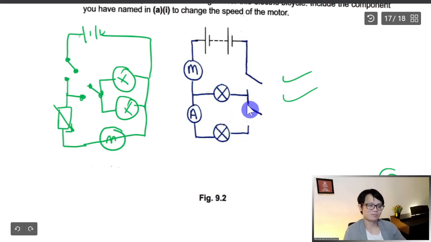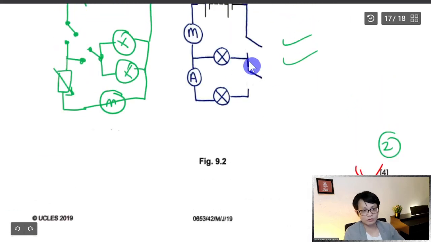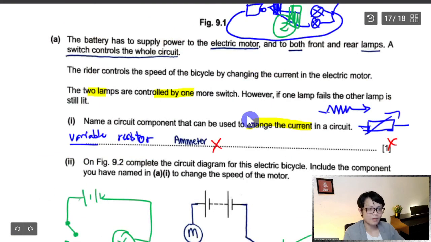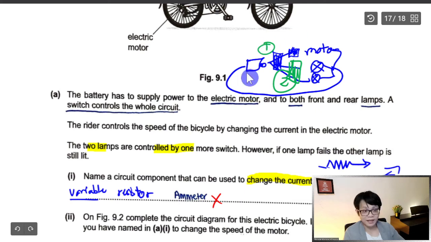So it doesn't make much sense if you want to design your bicycle like this, because when you turn on the motor there's light, and you need to turn on another switch to control another light. Maybe you just want one switch to control 2 lights. That makes more sense. Okay, so you need to be able to imagine the thing. If you can imagine it, then it's easy to draw.